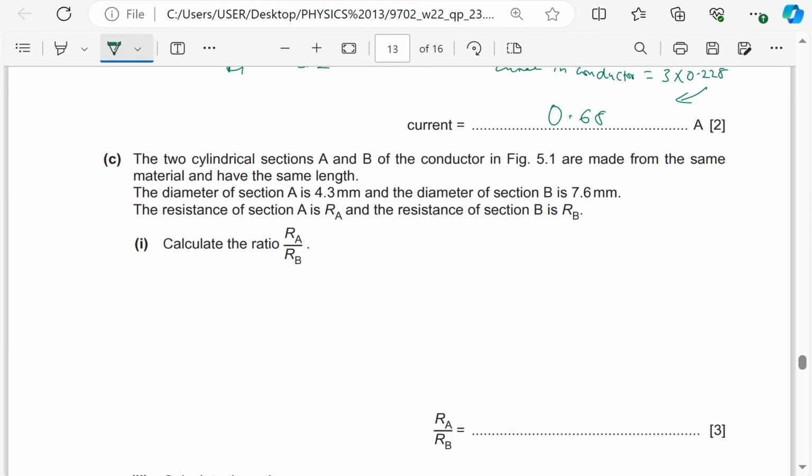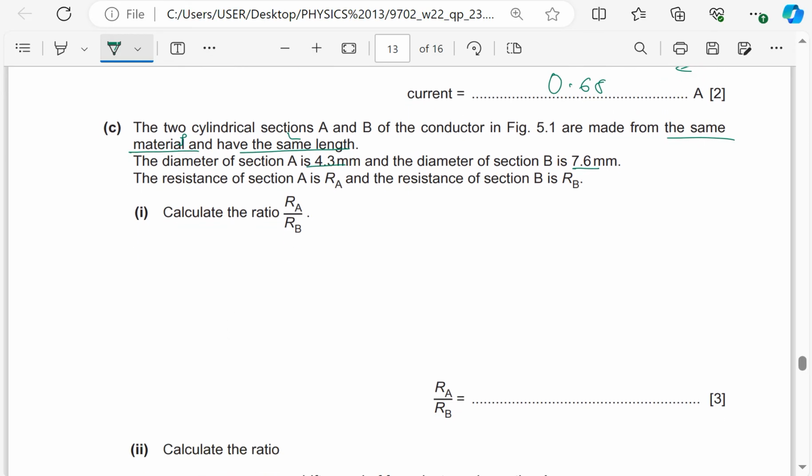Then the two cylindrical sections A and B of the conductor in the figure are made from the same material. That means they have the same resistivity, they have the same length. So same resistivity, same length. The diameter of section A is 4.3 millimeters. The diameter of section B is 7.6 millimeters. The resistance of section A is RA and the resistance of section B is RB. Calculate the ratio RA over RB.